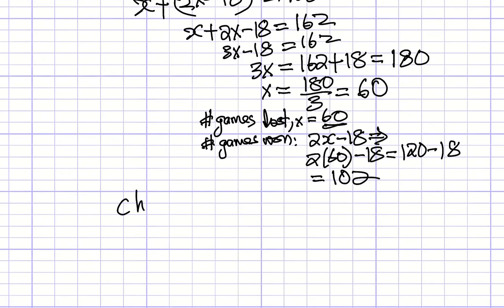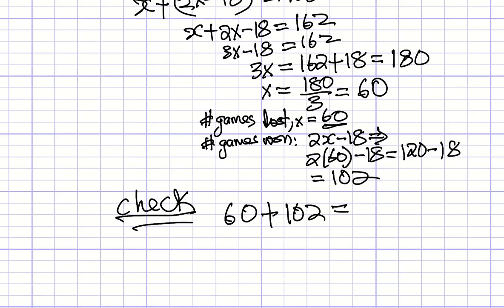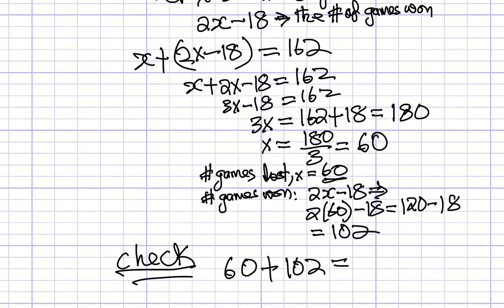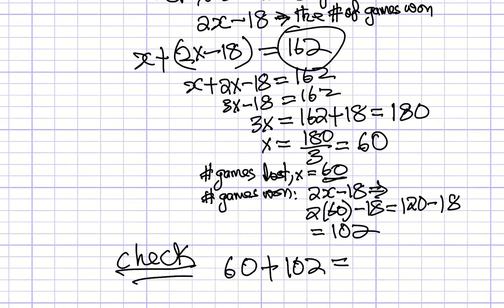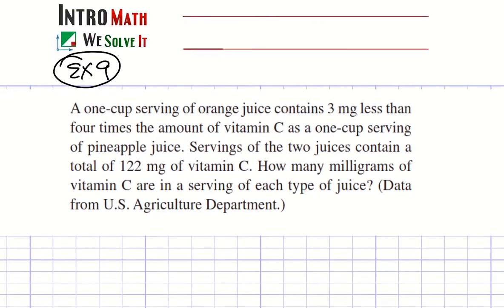So the way you check this: the number of games won is 102, lost is 60. Do they add to 162? Of course they do, 162. So it checked out. So let's move on to the next example.